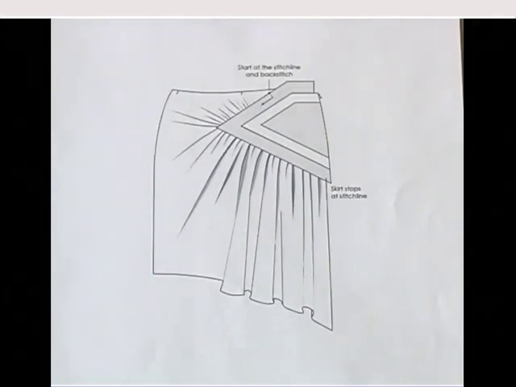Sew the inset to the gathered skirt starting at seam allowance of the waistline and backstitch. Notice that the flared skirt ends at the seam allowance of the inset piece. Touch the pause button, complete the pattern, and when finished, push play to continue.